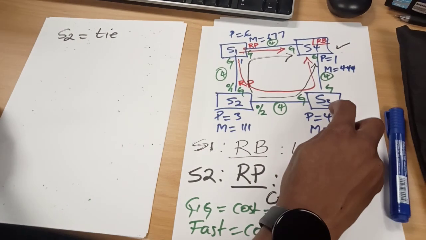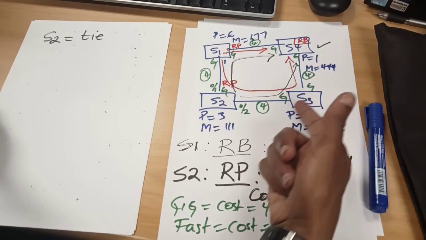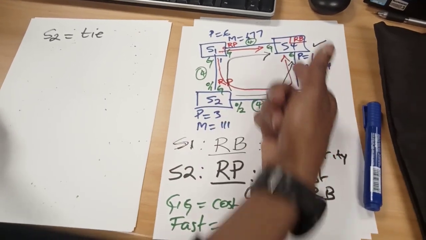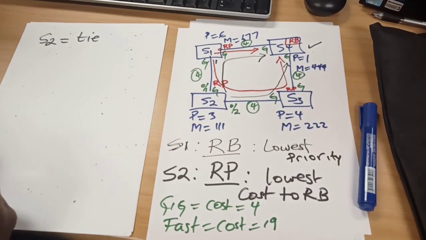Now we're going to go to switch number 3. You can go like this or like this, right? This one is the shortest, so this one is going to be your root port.